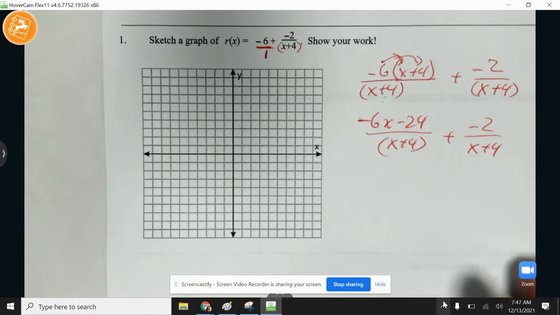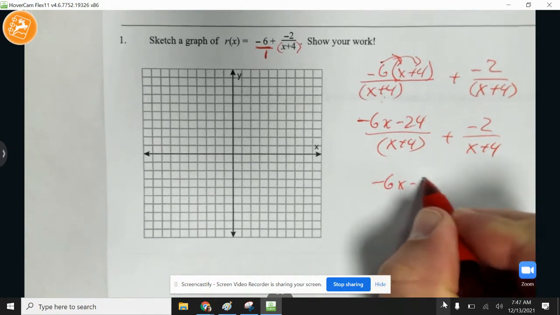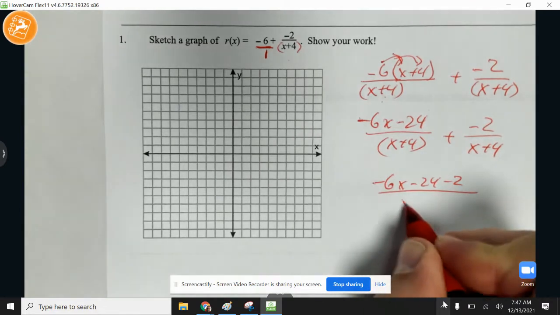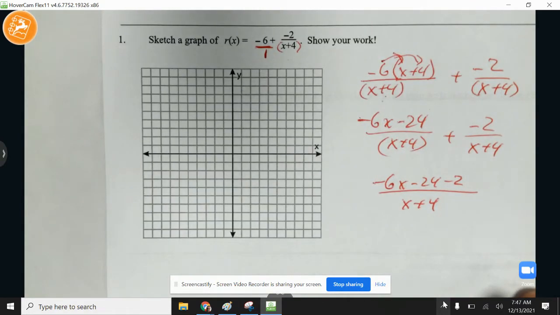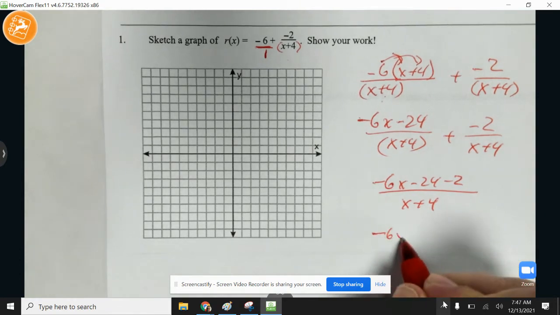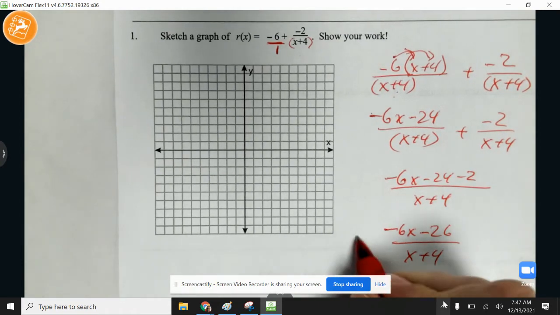Okay. And then from there, I'm going to combine my fractions. So I'm going to have minus 6x minus 24 minus 2 all over my x plus 4. And then I can go minus 6x minus 26 all over x plus 4. So my new r of x is this whole function right here.